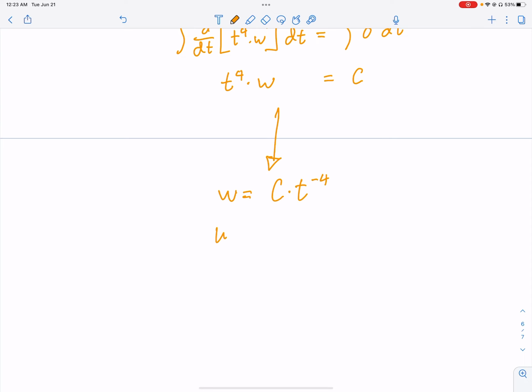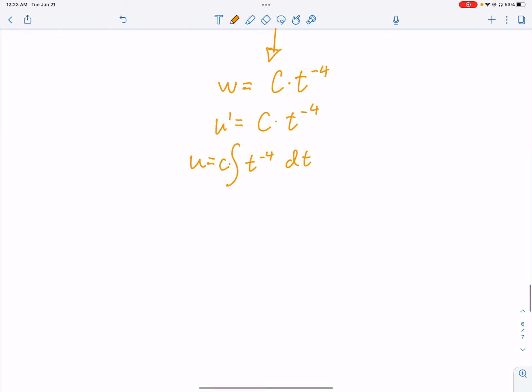Okay, so I have w. W is u prime. That was from that sub earlier, right? C times t to the negative 4. So if I want u, then I have to take the integral. I can pull the c out front: t to the negative 4 dt. Okay, I run that integral. I get c times, okay, it's going to be negative 1 over 4 t to the negative, oh no, I messed up. Okay, negative 1 over 3 t to the negative 3 plus c1, another constant.